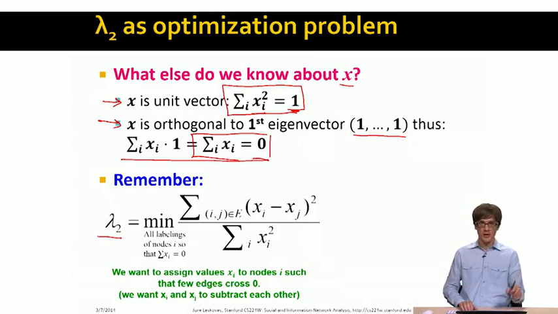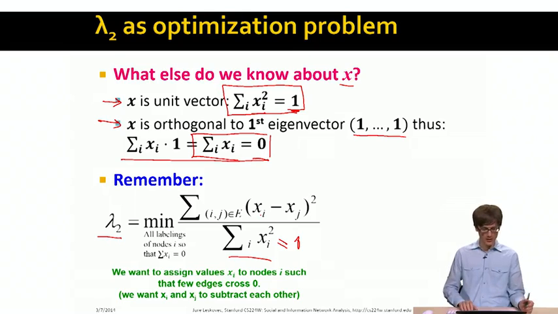We said that this is x transpose times L times x. Now we convinced ourselves that the first part is simply a summation over all the edges of the label of node i minus the label of node j, squared. And at the bottom, we are dividing by x transpose times x, which is simply the sum of the squares of the entries of vector x. We already know that the sum of the squares of the entries should be equal to 1, so this is 1. All that is left is this summation over all the edges, where I take the differences of the edge endpoints, right?